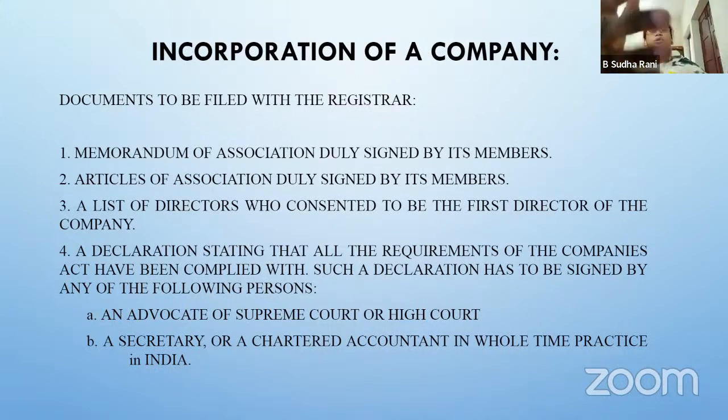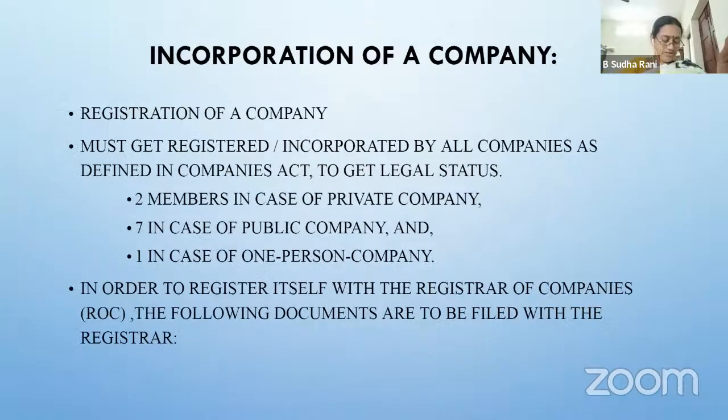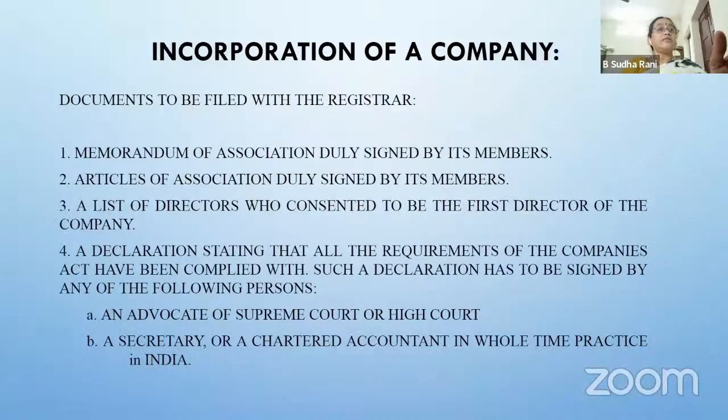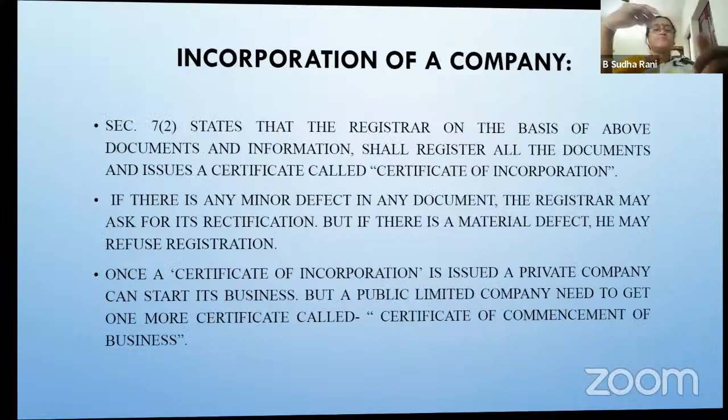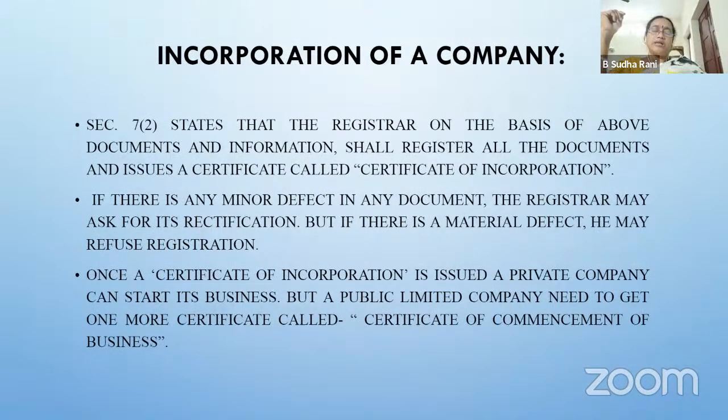Along with these documents, after their signatures, they will be submitted to the Registrar of Companies. The Registrar will go through these documents, and if any corrections are there, he will return them for correction. If they are not as per the Companies Act or the requirement of the law, he will refuse to give the registration. Once the registrar is satisfied after verification, he will enter the name of the company in a book called the Register of Companies, and then issue a certificate called the Certificate of Incorporation.